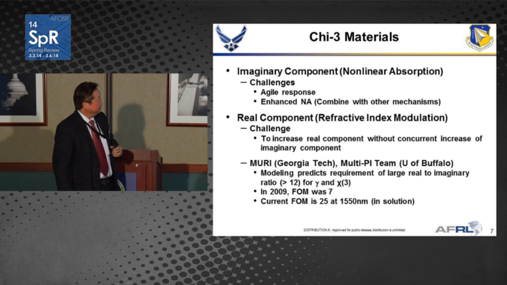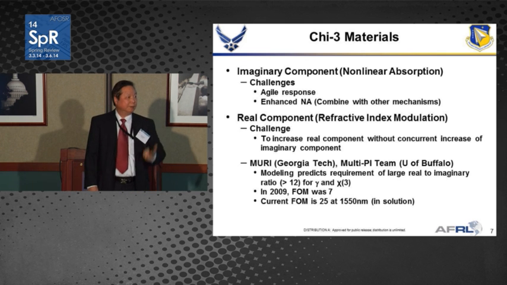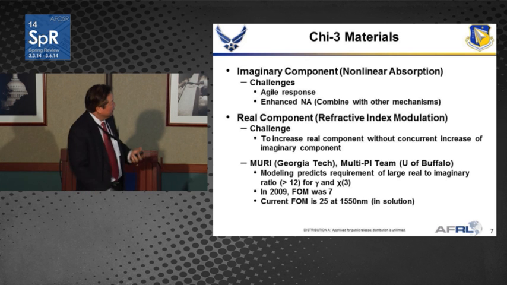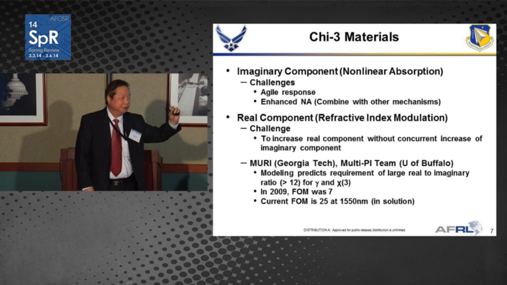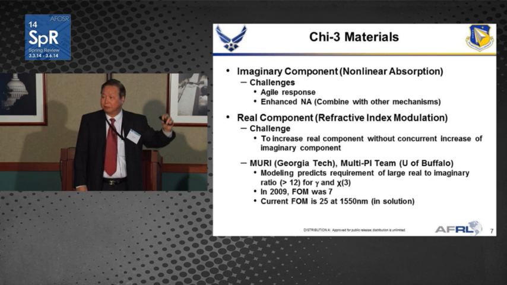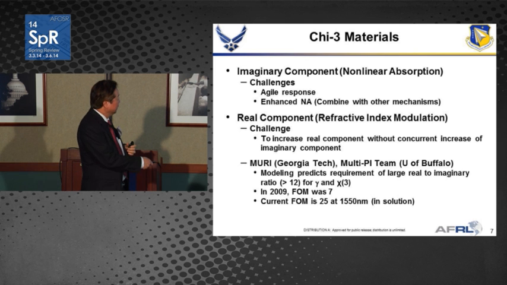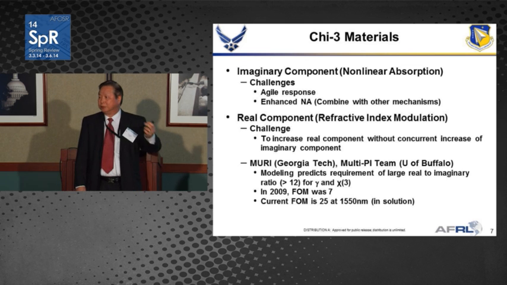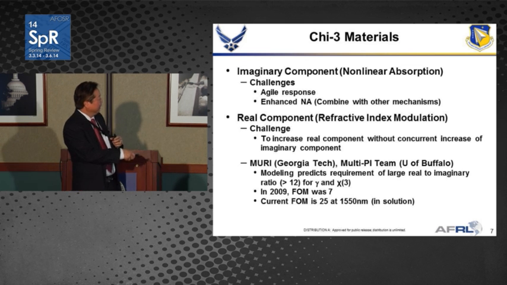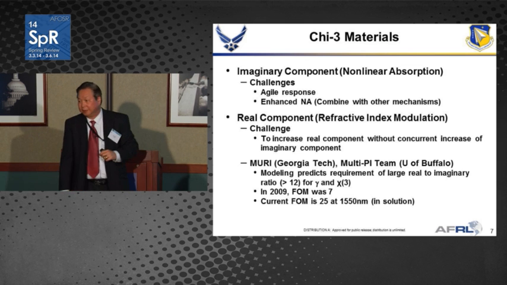But the real component is a change to the refractive index. It could be used for signal processing, it could be used for optical switching, optical computing. But what prevents us from doing that is that whenever you increase the real component, the imaginary component also increases. Therefore, you do not get the optimal switching that you want. And from theory, they said that the real component has to be larger than the imaginary component by a ratio of 12.